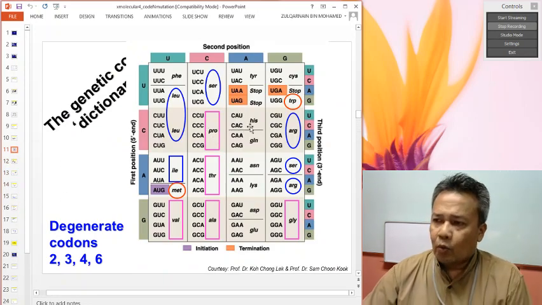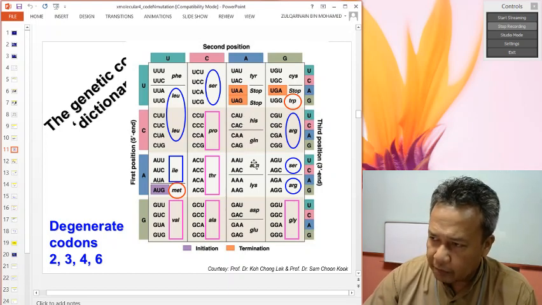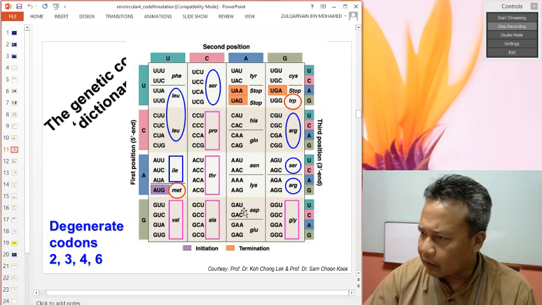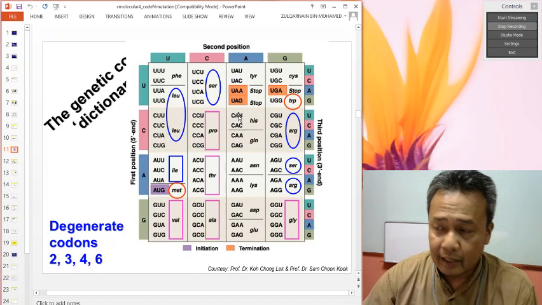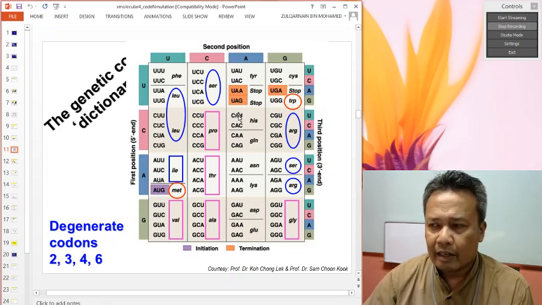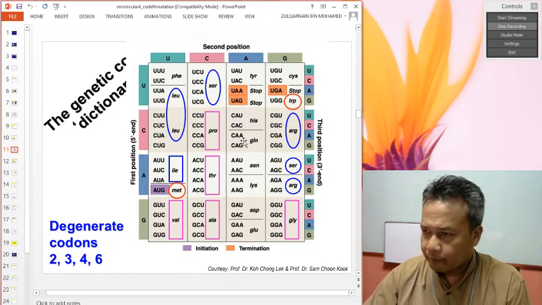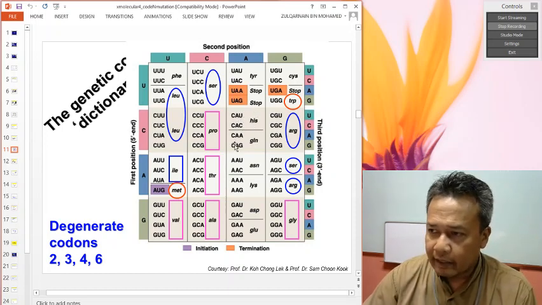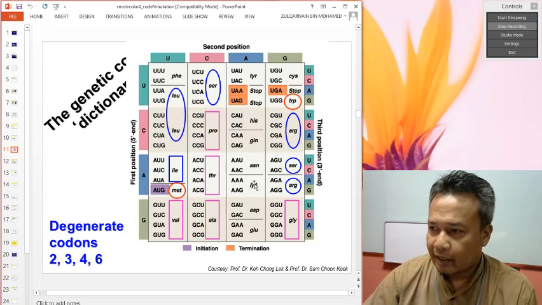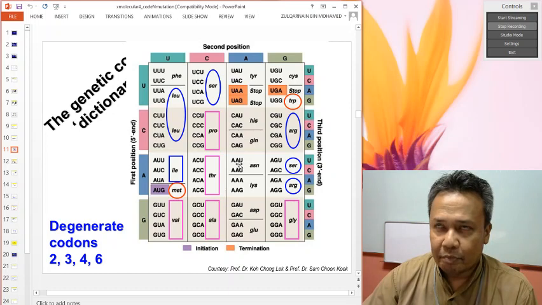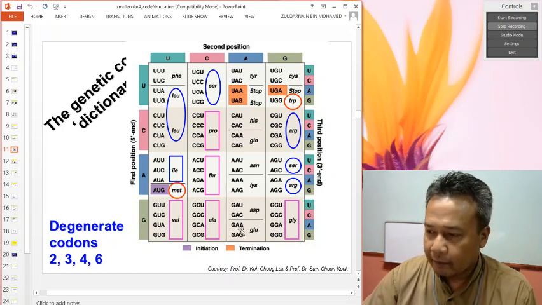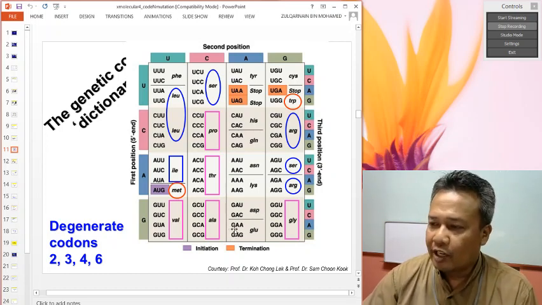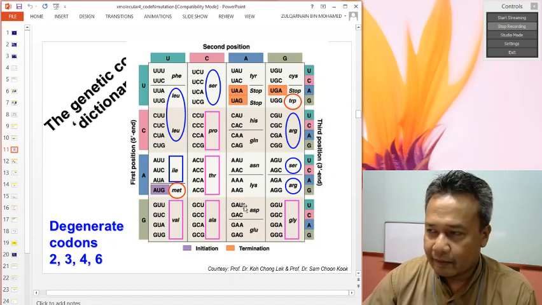Now, what's not marked here: histidine, glutamine, asparagine, lysine, aspartic acid, and glutamic acid. If you look at this, the third position again is different. It gives a different meaning if it's either a purine or a pyrimidine. Look, CA pyrimidine is histidine. CA purine is glutamine. AA pyrimidine is asparagine. AA purine is lysine. GA pyrimidine is aspartic acid, and GA purine is glutamic acid. See the difference?